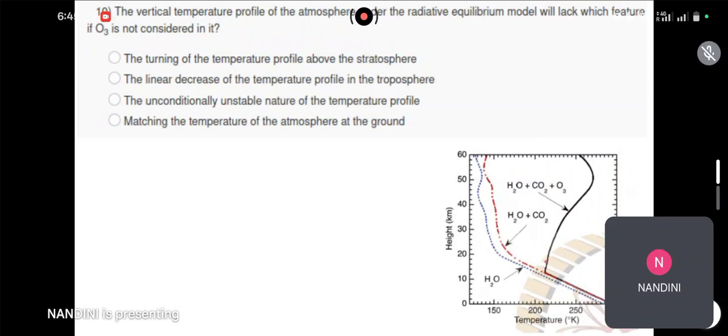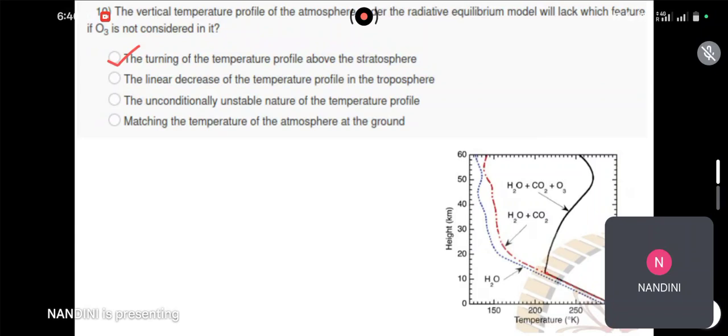But when ozone is also combined, that is when it is actually leading to this positive inversion in the stratosphere. So ozone is the reason for this inversion, or the turning of the temperature profile in the stratosphere. If ozone is not there, then the turning of the temperature profile above the stratosphere will not be there. It will be like the linear decrease of the temperature profile in the troposphere. So that is contributed mostly by water vapor and carbon dioxide.